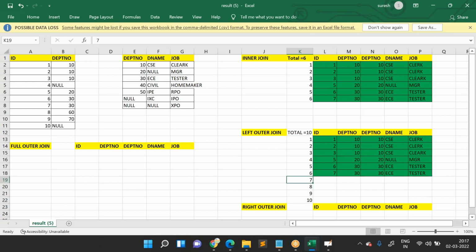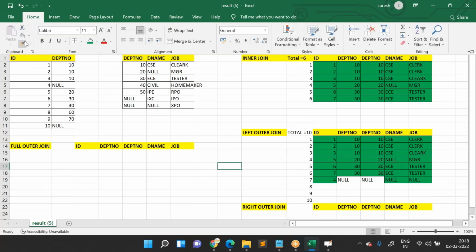Now, what is the 7th record we are going to get? All the non-matching records from the left table. So what is the first non-matching record from the left table? 4. What is the department number? Null. This is non-matching, so on the right side table, obviously we don't have any values. We are going to get null everywhere. This is a very, very important point.